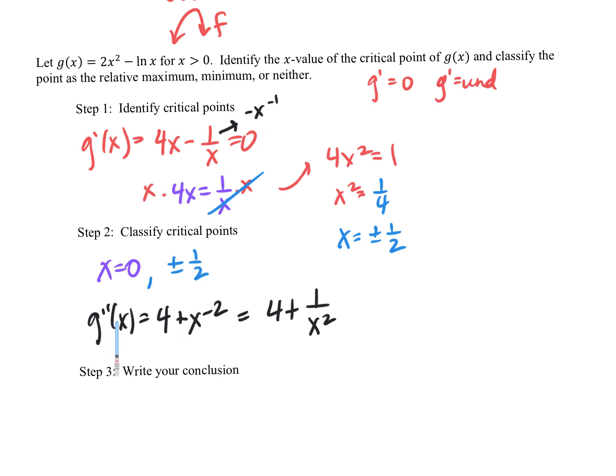All we've got to do, you guys, is plug in. Let's see what G double prime of 0 is and what G double prime of 1/2 is. If my second derivative's value at a critical point is positive, then I would know my function's concave up and I would have a min. Yeah, so you're right, Liv. We haven't done it this way before, so I did want to expose you to it.